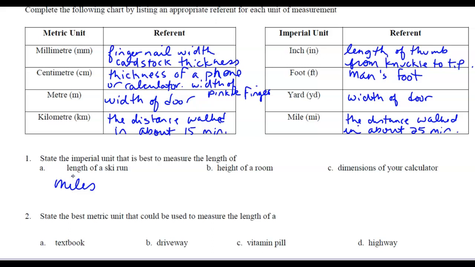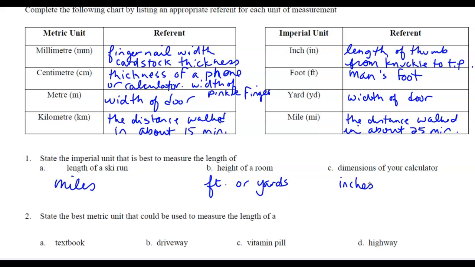Okay, so height of a room. So if you look up, you might use feet or you might use yards. Okay, so either one. Feet are actually more common because there's just 3 feet in a yard, and in a room like this where the ceiling is quite tall, it could be in yards. And dimensions of your calculator would be inches. Remember, there's no smaller unit than inches in imperial.